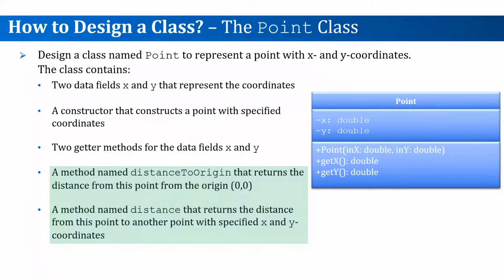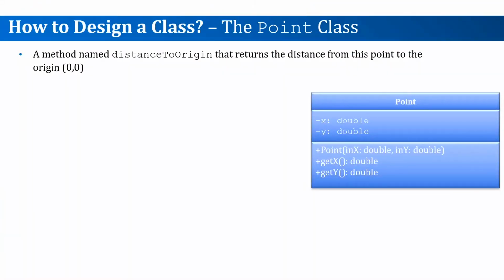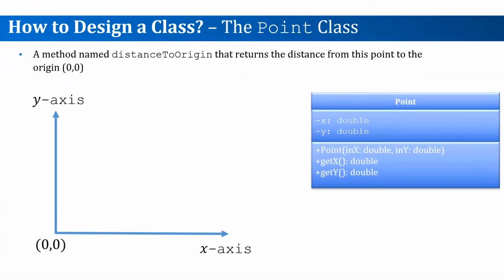All right, so what we want to do next is to create the two methods, distance to origin and distance, so they can work and find the distance from that point that we just created to the origin or to another point that we will provide its coordinates. So let's start with the distance to origin. You have the x and y coordinates, you have your origin at 0, 0, and then you have your point which we are going to refer to as x1, y1. Then what you want to do is to find the distance from the origin to the x1, y1 point.